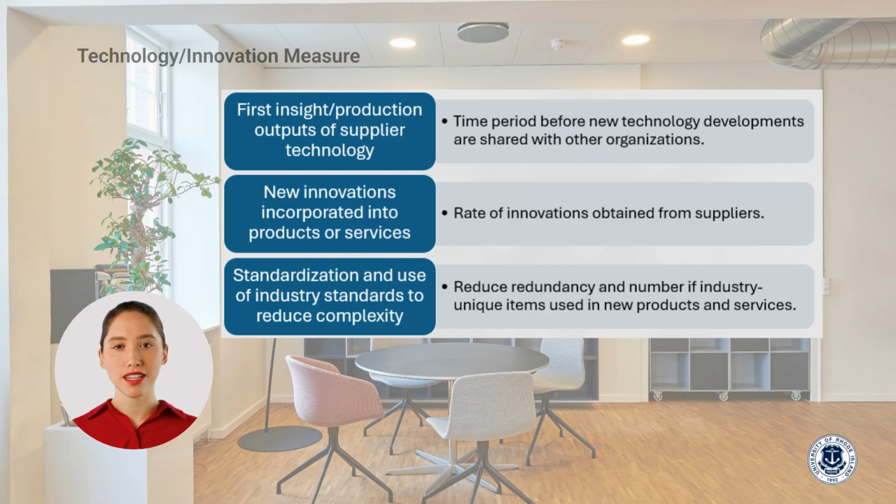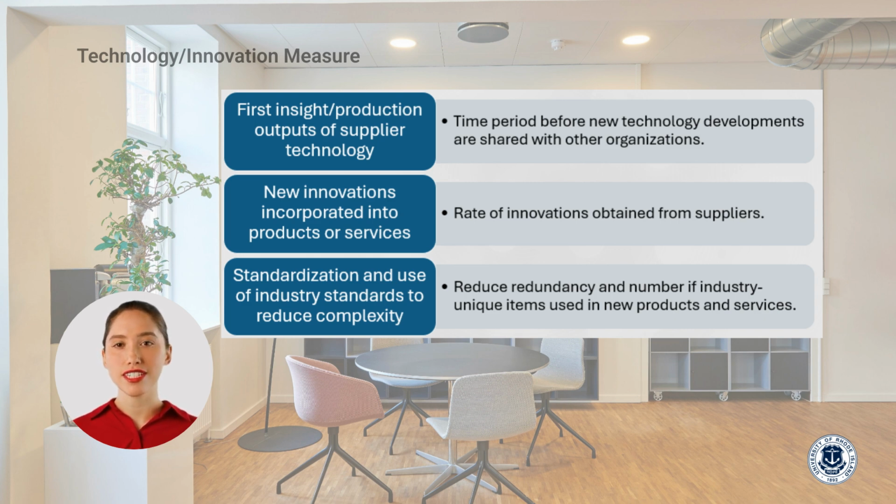Now let's turn to technology and innovation measures that organizations use to evaluate how effectively they collaborate with suppliers and incorporate new technological developments. The first measure focuses on the first insight or production outputs of supplier technology. This refers to the time period before a new technological development created by a supplier is shared with other organizations. In other words, firms often benefit when they gain early access to a supplier's technological innovations. The shorter the delay before the firm receives this knowledge, the greater the potential competitive advantage.